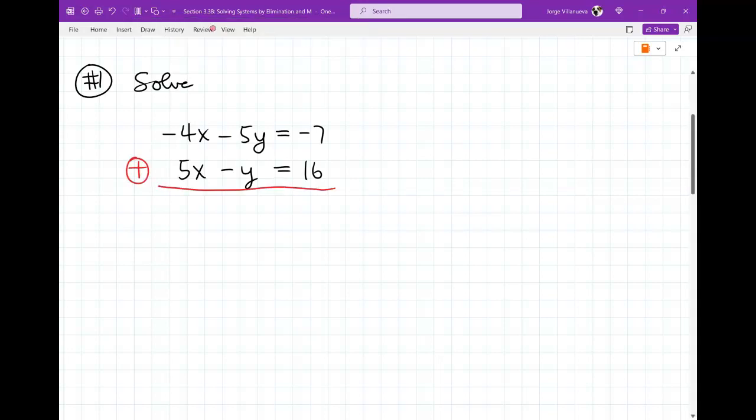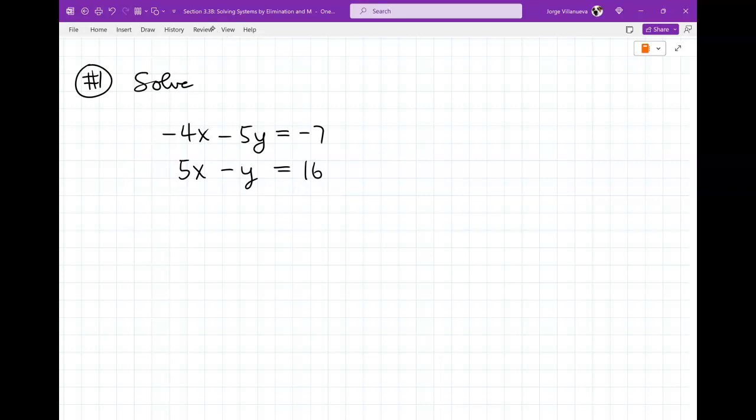If I decide to add, I want you just to see what happens, but don't write this down. Negative 4x plus 5x, that's a positive x. Negative 5y plus a negative y, that's a negative 6y. Did I eliminate anything? No. So that means addition doesn't work. If I subtract, negative 4x minus 5x is negative 9x, and negative 5y minus a negative y is a negative 4y. Did I eliminate anything? No. So that means addition and subtraction will not work alone. I'm going to have to do something to fix this.